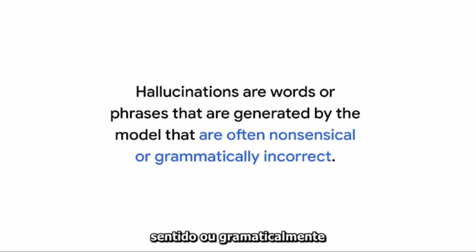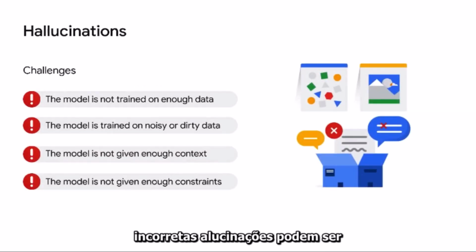Hallucinations can be caused by a number of factors, including the model is not trained on enough data, or the model is trained on noisy or dirty data, or the model is not given enough context, or the model is not given enough constraints. Hallucinations can be a problem for transformers because they can make the output text difficult to understand. They can also make the model more likely to generate incorrect or misleading information.